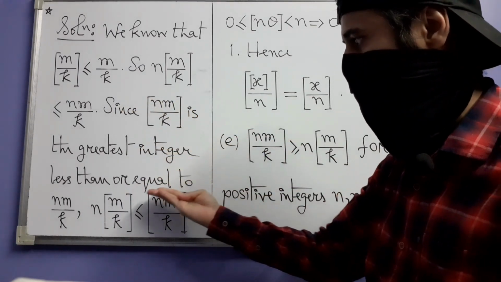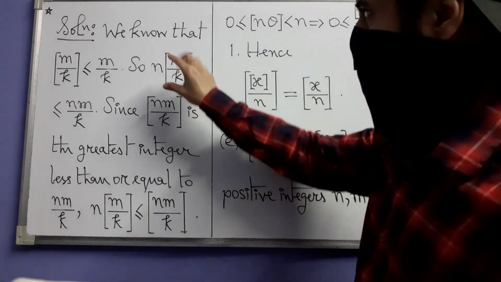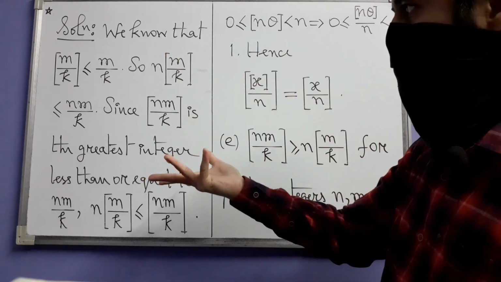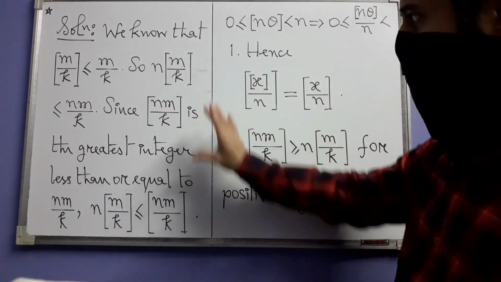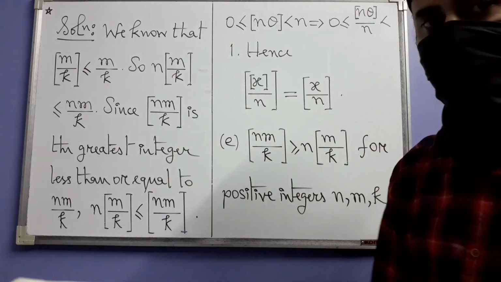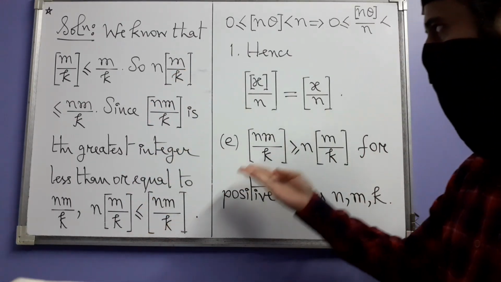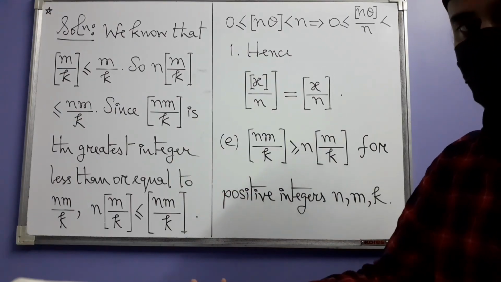Now we concentrate on the box value of nm divided by k, which by definition is the greatest integer less than or equal to nm divided by k. However, this is some integer also less than or equal to nm divided by k. So the greatest nature of this makes it greater than or equal to that other integer. And this is nothing but this, written slightly differently. So that's how we have the solution.